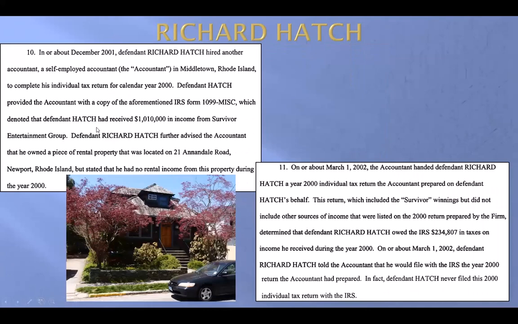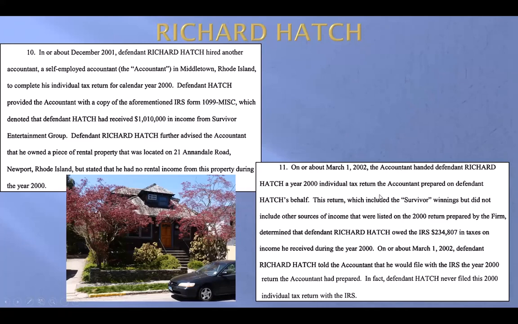A month later, this was his rental home, and I took that photo myself. In around December, he goes to another accountant. And he tells the accountant that he did have this rental property, but he said he got no income from that. On March 1st, 2002, I mean, how long does it take to do a tax return? This one is not that complex, and it shouldn't take from December to March. Hands him the tax return.